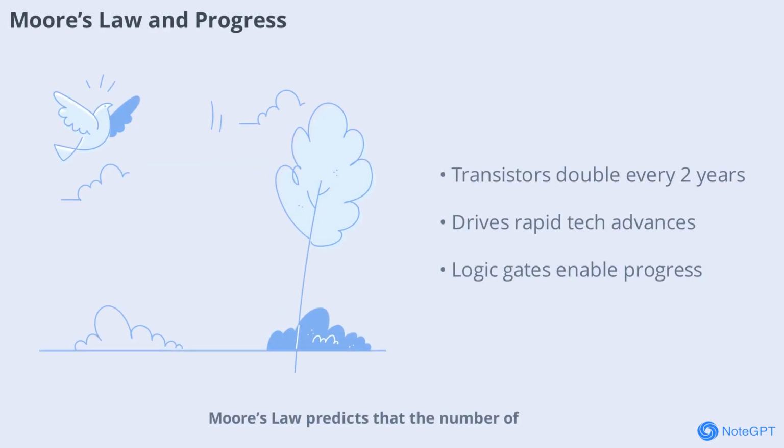Moore's law predicts that the number of transistors on a chip doubles every 2 years, leading to exponential growth in computing power. This trend has driven rapid advances in electronics, making devices faster, smaller, and more capable. Logic gates and semiconductors are at the heart of this technological revolution.